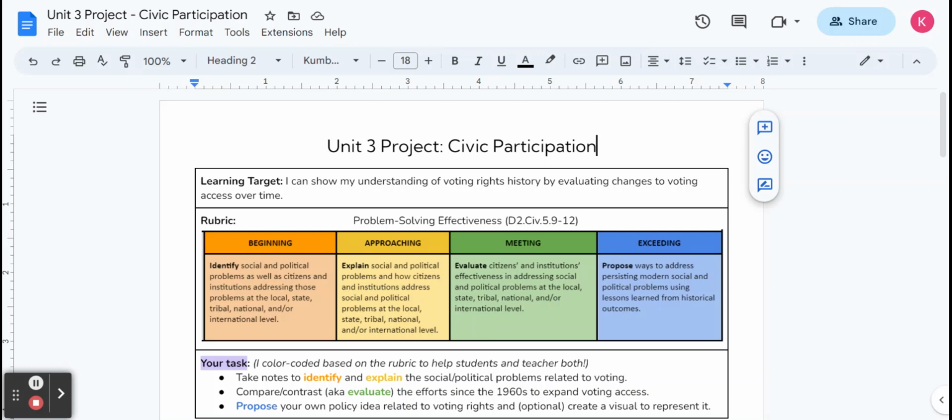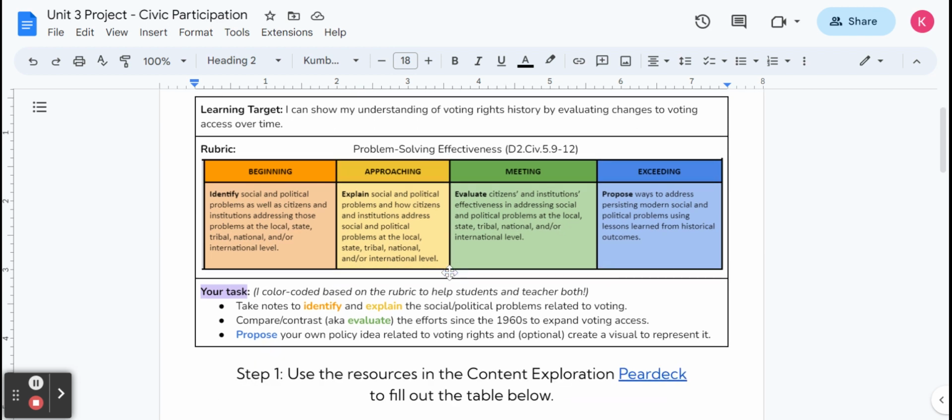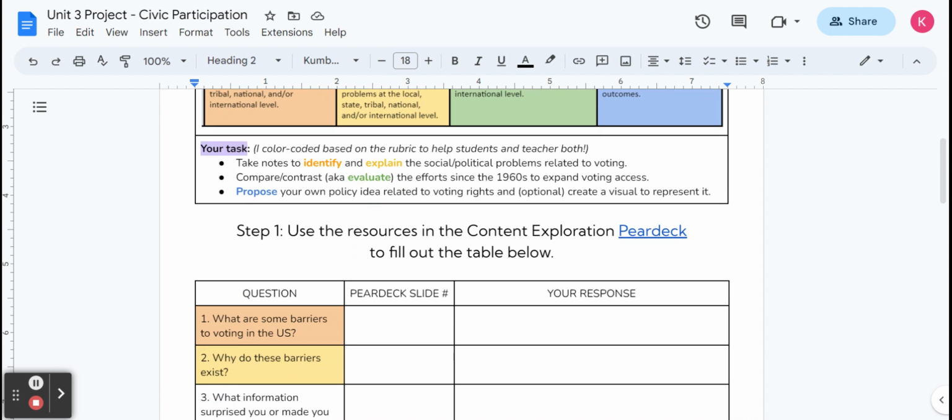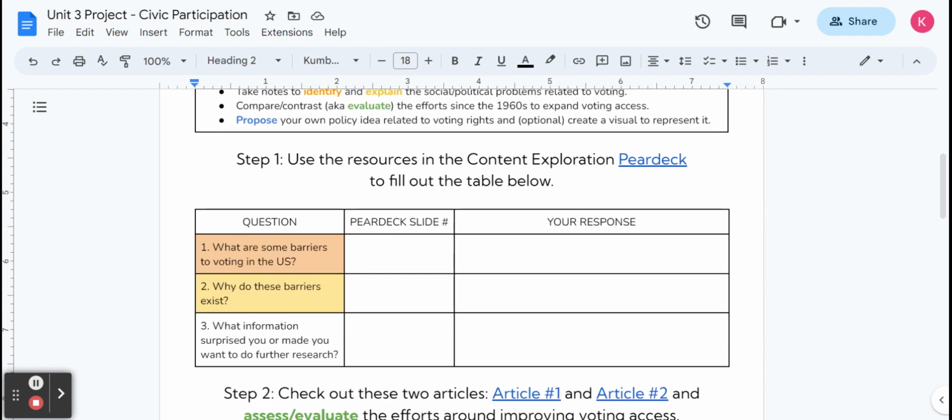So the rubric that we're using is called Problem Solving Effectiveness, and it is really thinking about social and political problems and how people are addressing them. And so thinking specifically about voting access, you are going to take some time to think about what is the problem? What are some barriers to voting? Why do these barriers exist? And you can answer those questions using resources in this Pear Deck.